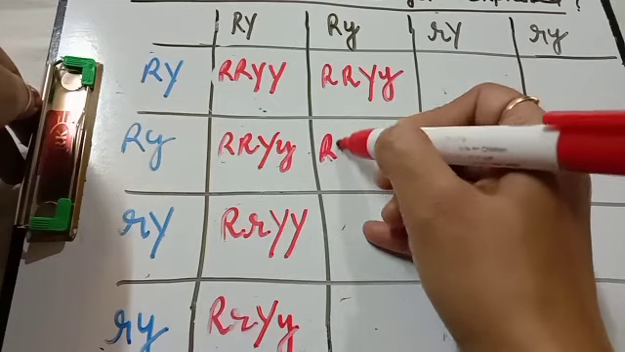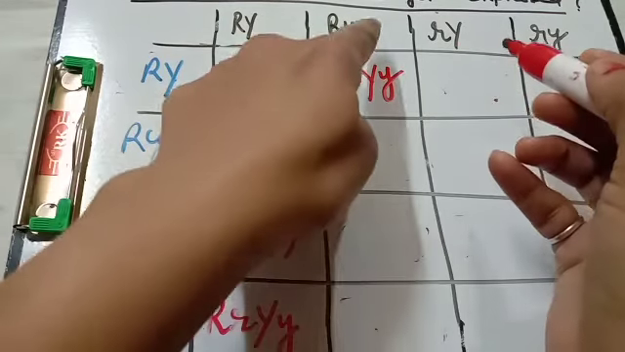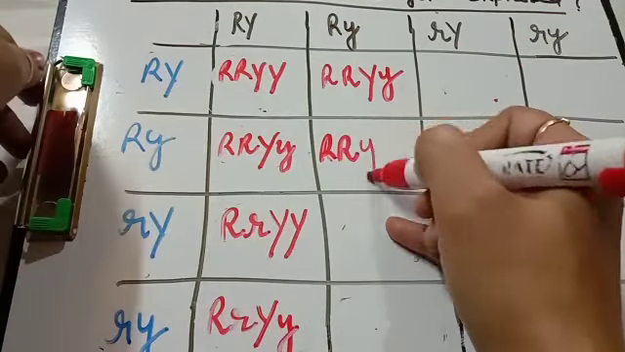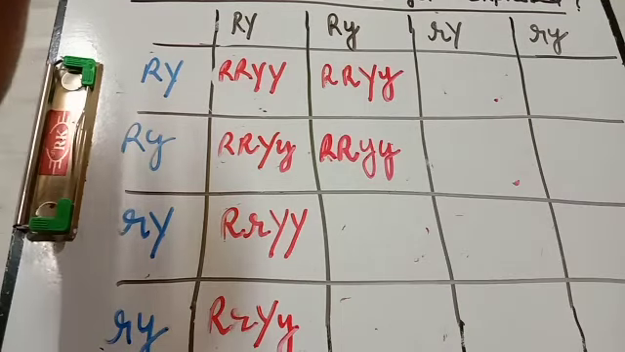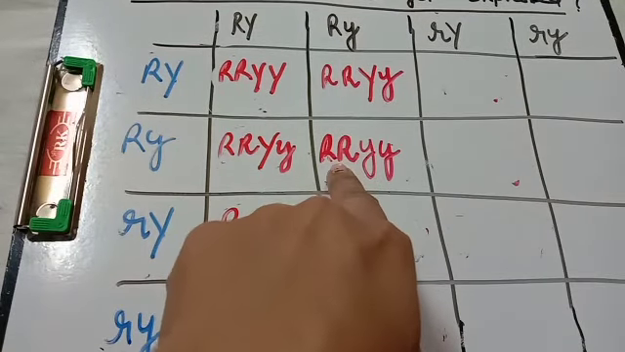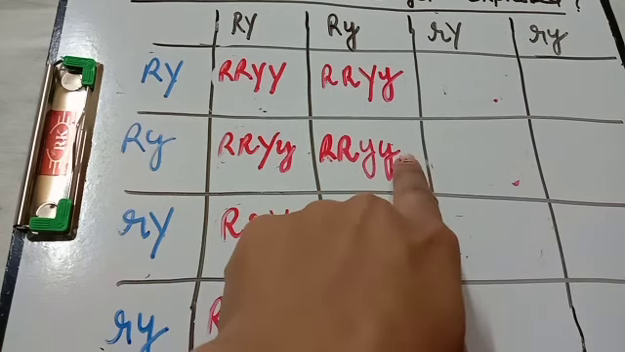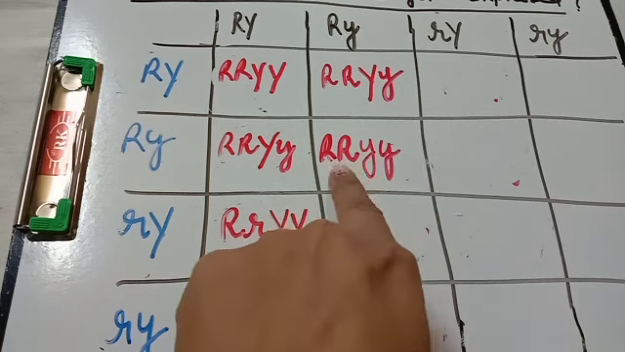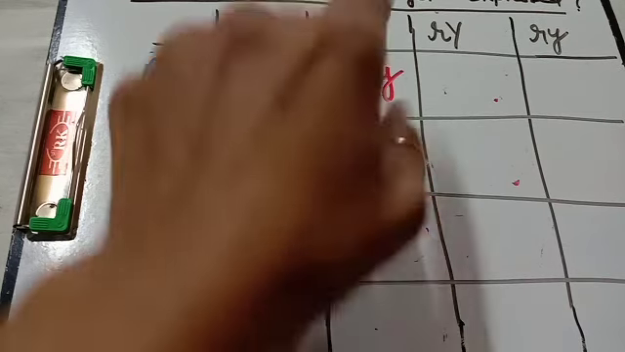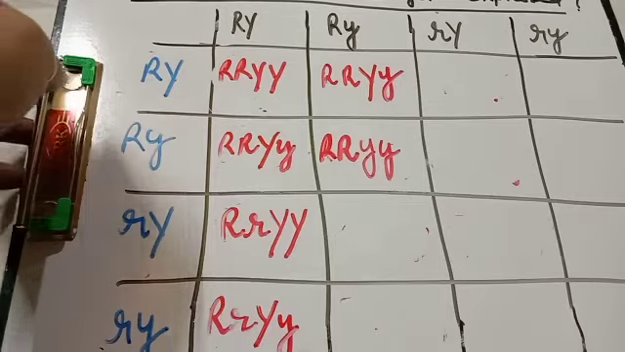Both are again capital R, but both are now small y. So here it will change. Round will be there, but what will be the color? It will be green. So here your traits will change. This is an expression of the traits.